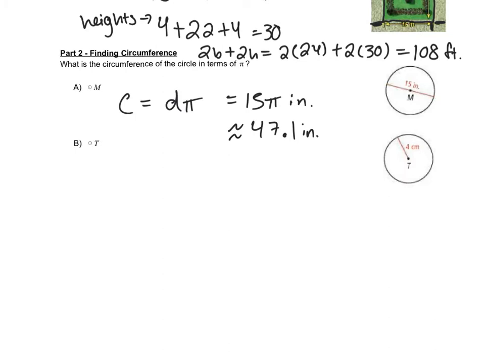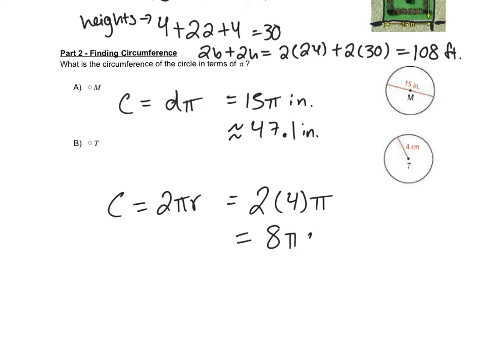Now, for circle T, we have the radius. So we are going to use the circumference formula, 2 pi r. Now, 2 times the radius, which is 4, times pi, which is 8 pi centimeters, or you could multiply 8 times pi, and you'll get approximately 25.1 centimeters.